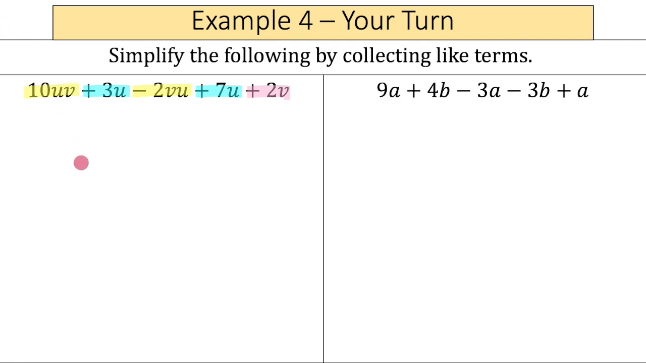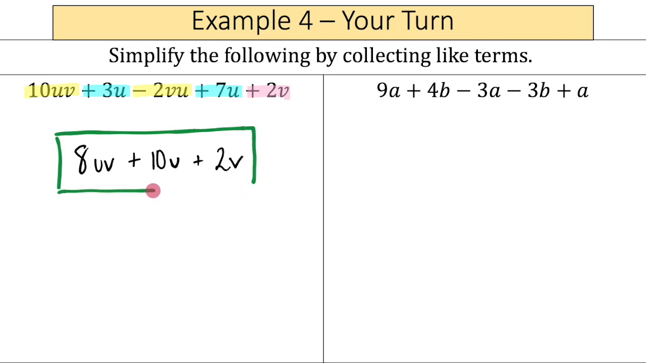The next thing I want to do is gather my like terms. Now I could write them next to each other first, or I could go straight in and just write down the answer. So 10uv minus 2vu, well, that is going to be 8, because 10 minus 2 is 8, and then I need to make sure that I put my correct pronumerals. Now I could have written that as vu, but I wanted to write uv. Okay, next I have plus 3u plus 7u, so 3 plus 7 is 10, so I'm going to get plus 10u. And then lastly I have plus 2v. There's nothing to gather that with, so that is just plus 2v. So that is your answer to the first one. Hopefully you got that correct.